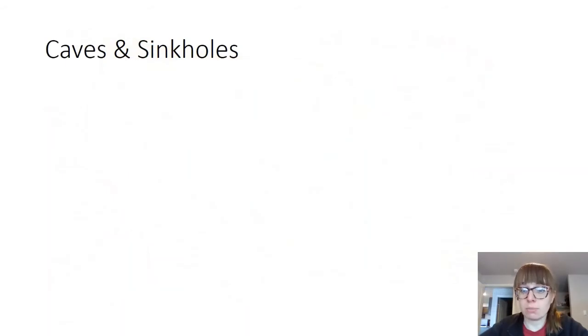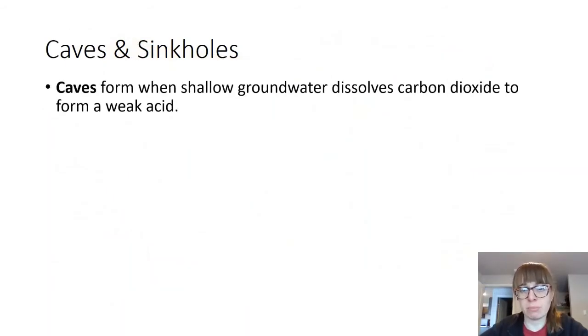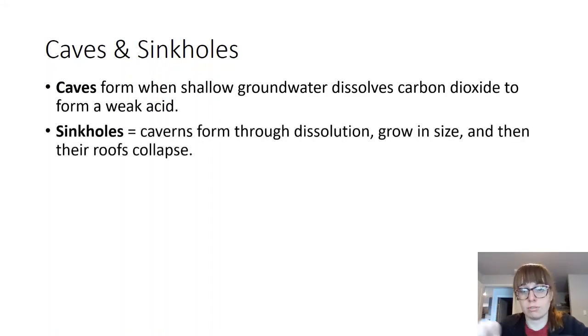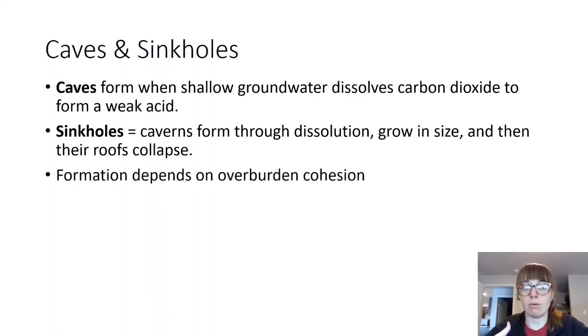Caves and sinkholes are both examples of karst topography, but they form a little differently. Caves form through that weak acid dissolution process that is dissolving away the rock and leaving open cavities that are later either exposed at the surface or found through a system of channels and tunnels. But sinkholes are caverns that are also formed through dissolution, but they start to grow and grow until their roofs collapse. So the difference between a cave and a sinkhole is that a cave's roof is not going to collapse, but a sinkhole's roof is eventually going to collapse.